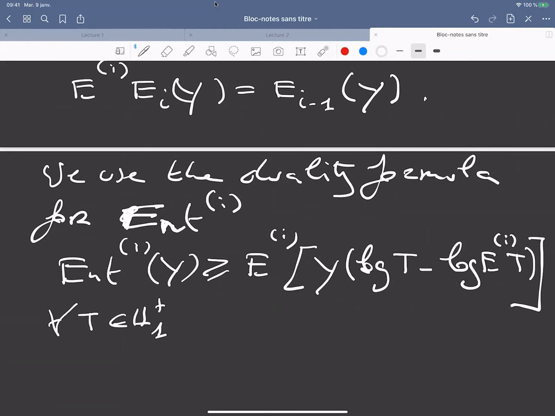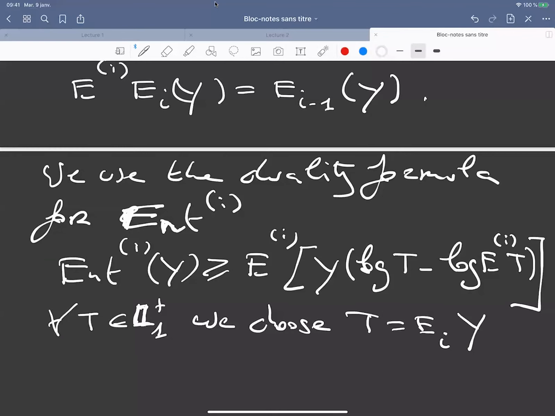And now we choose t equal to the expectation of... t belongs to L1 plus, the set of non-negative and integrable variables. So we choose t as the conditional expectation of y conditionally to x1 up to xi.